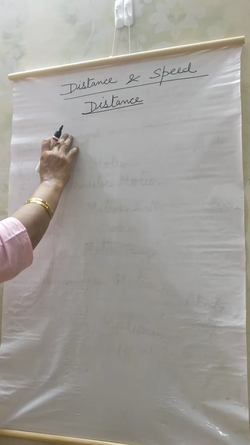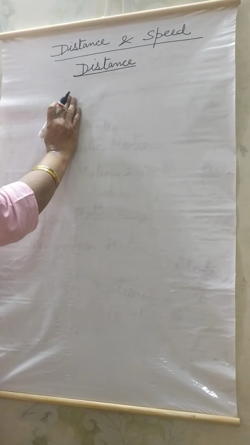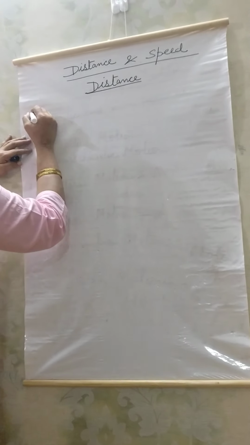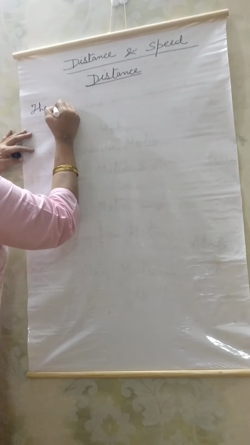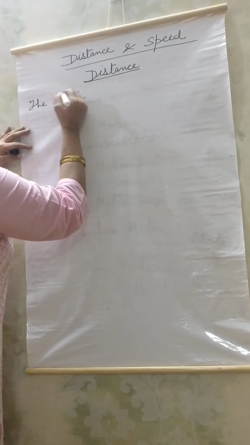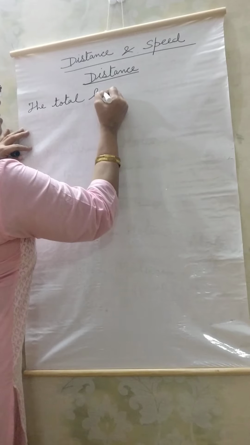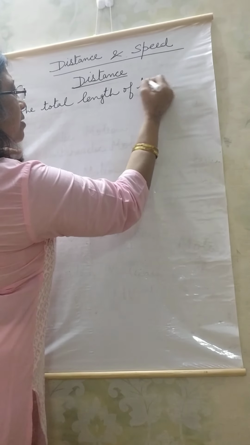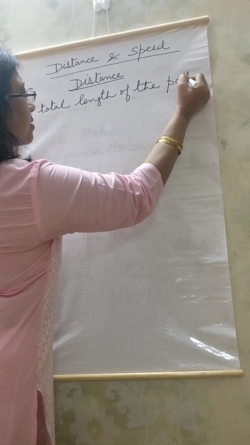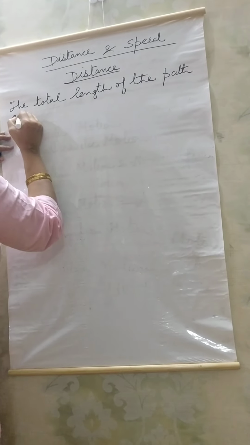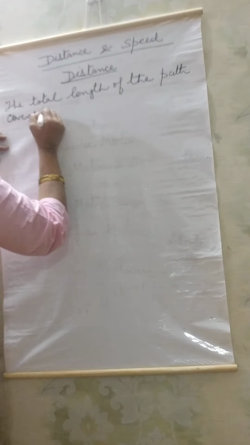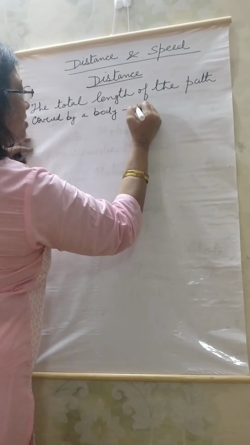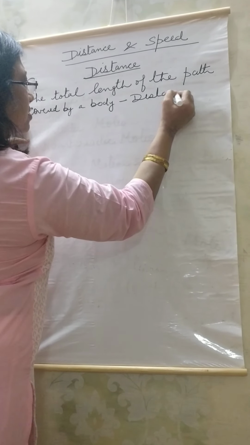In this video we'll revise about distance and speed. Distance is defined as the total length of the path covered by a body. This is known as distance.